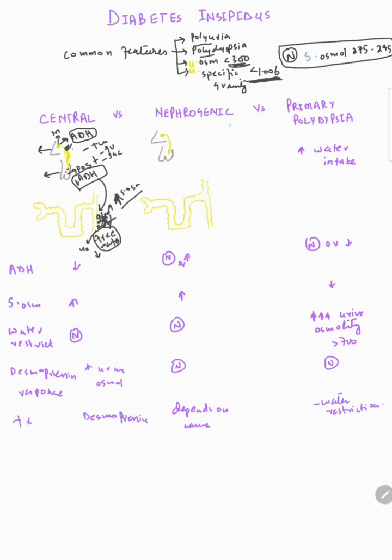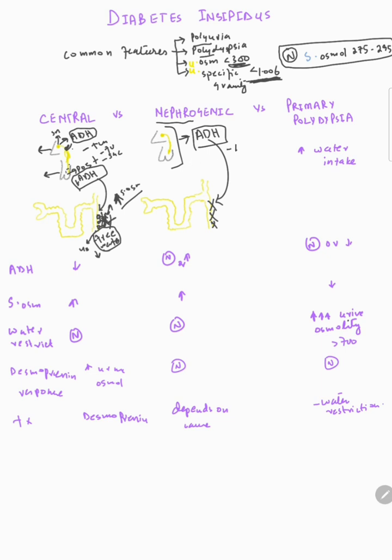Now what about the nephrogenic? In nephrogenic, all of this mechanism here is intact. The CNS is intact, and ADH is produced. But that ADH cannot function in the collecting ducts, so that is where the defect is. There is resistance. This is why it is called nephrogenic, because the kidneys are not responsive to the ADH. The reasons for this are plenty.